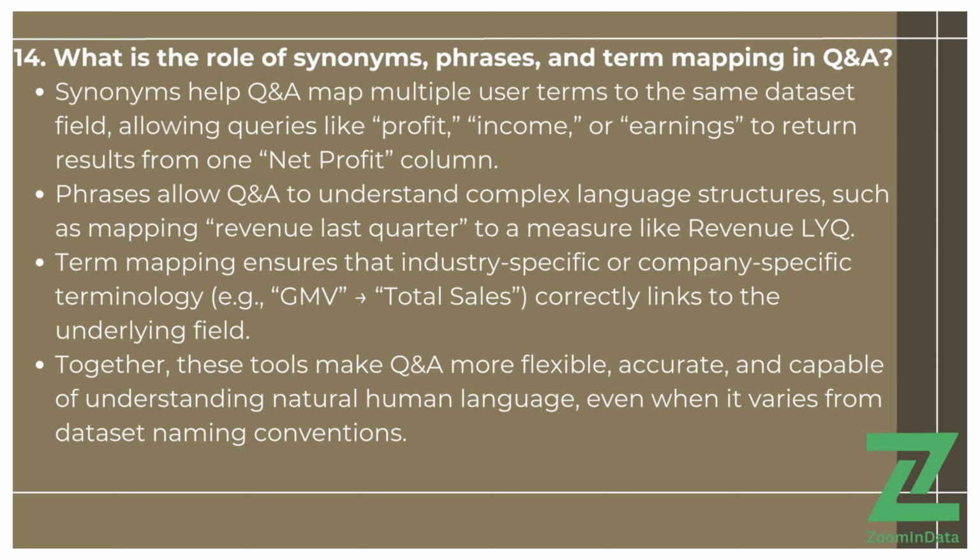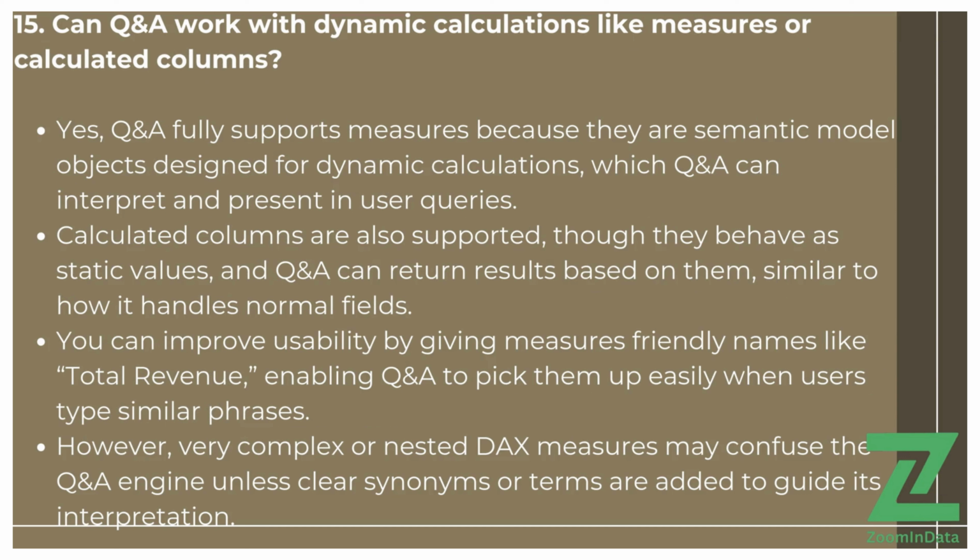Term mapping ensures that industry-specific or company-specific terminology, for example, GMV, to total sales, correctly links to the underlying field. Together, these tools make Q&A more flexible, accurate, and capable of understanding natural human language, even when it varies from dataset naming conventions.